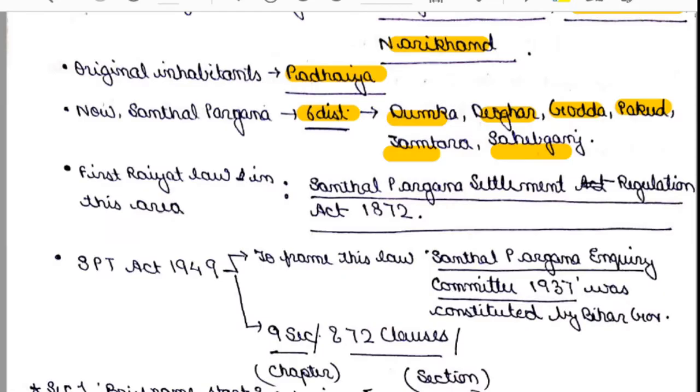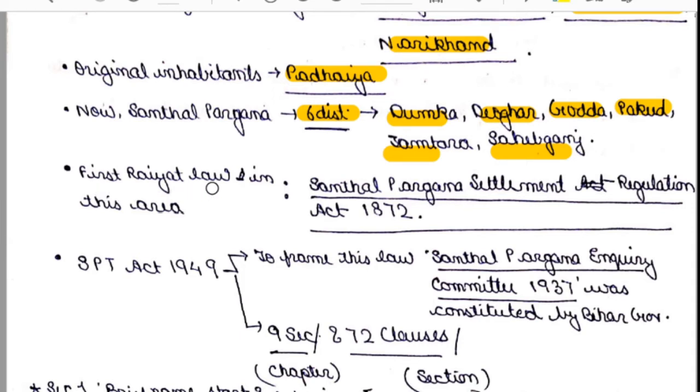And one more important thing you should remember, that Santhal Pargana is no more a district. Okay, Santhal Pargana is a region which constitutes 6 districts. Okay, so basically Santhal Pargana highland, in geography you will study that Santhal Pargana highland is a major physiographic division of Jharkhand. Okay, now see the next fact.